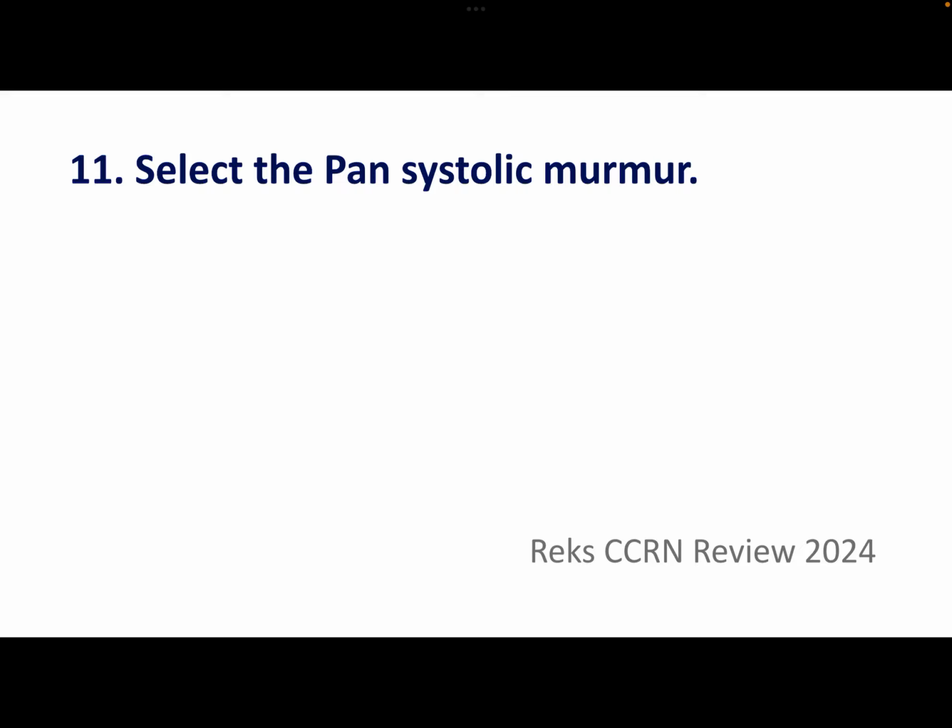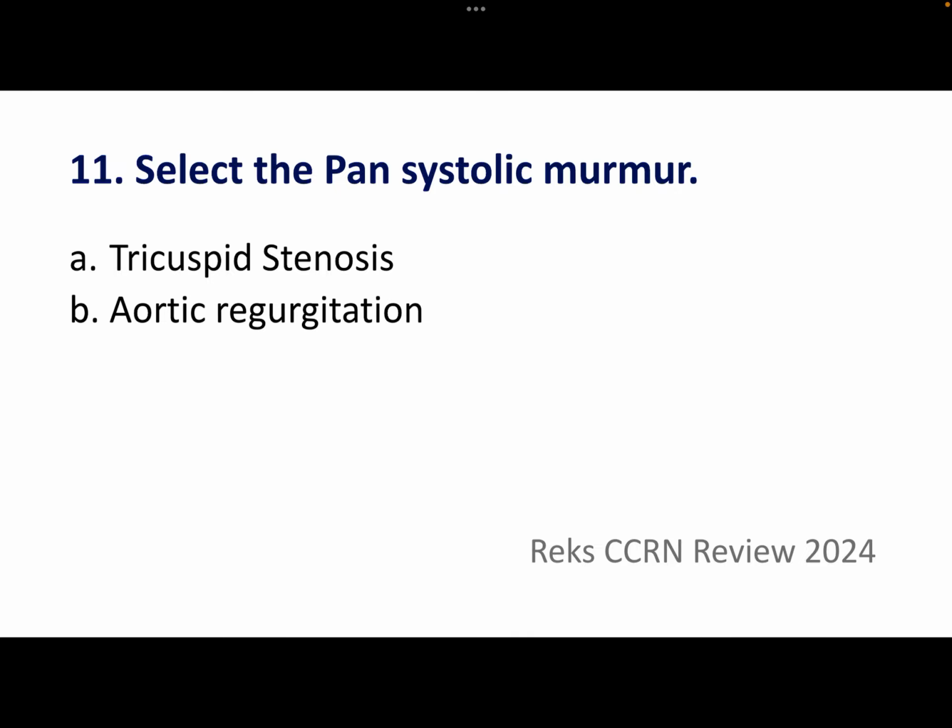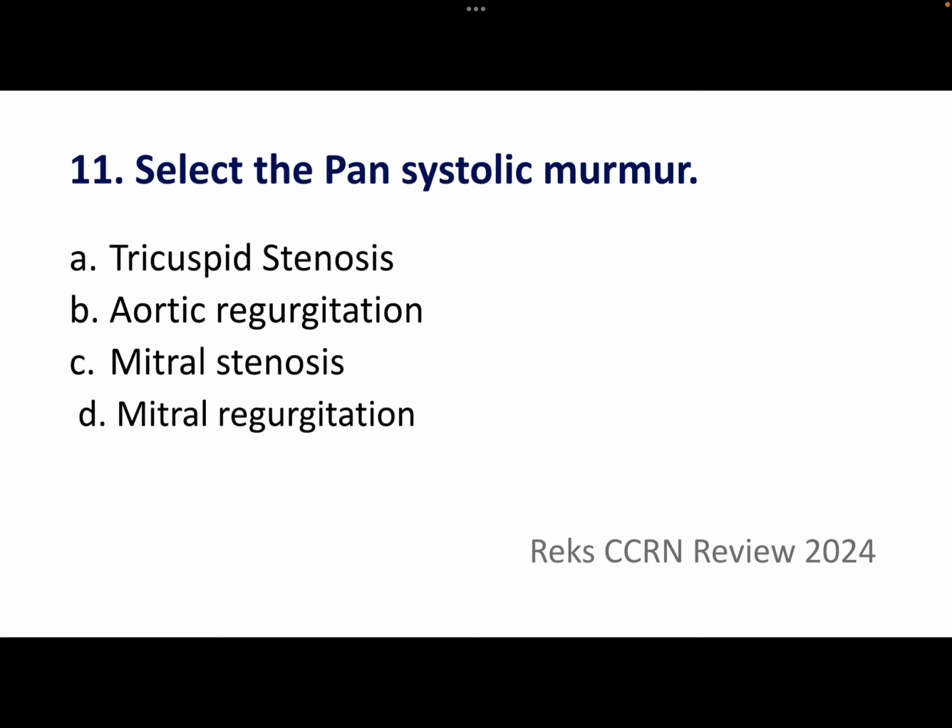Select the pan-systolic murmur. Which one is all throughout the systole? Is it tricuspid stenosis, aortic regurgitation, mitral stenosis, or mitral regurgitation? I know it will be a bit confusing. If it confuses, go back and just listen to the audio again. So the answer is D, mitral regurgitation.